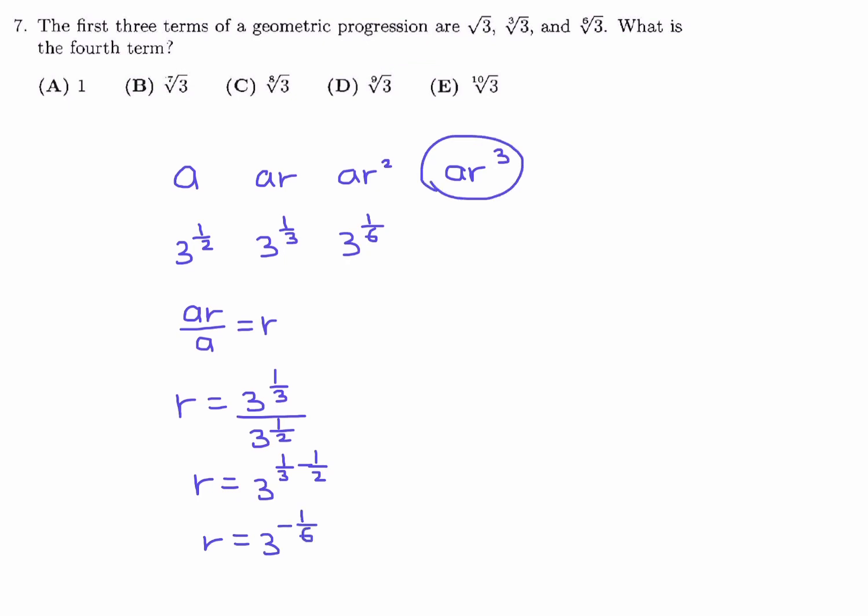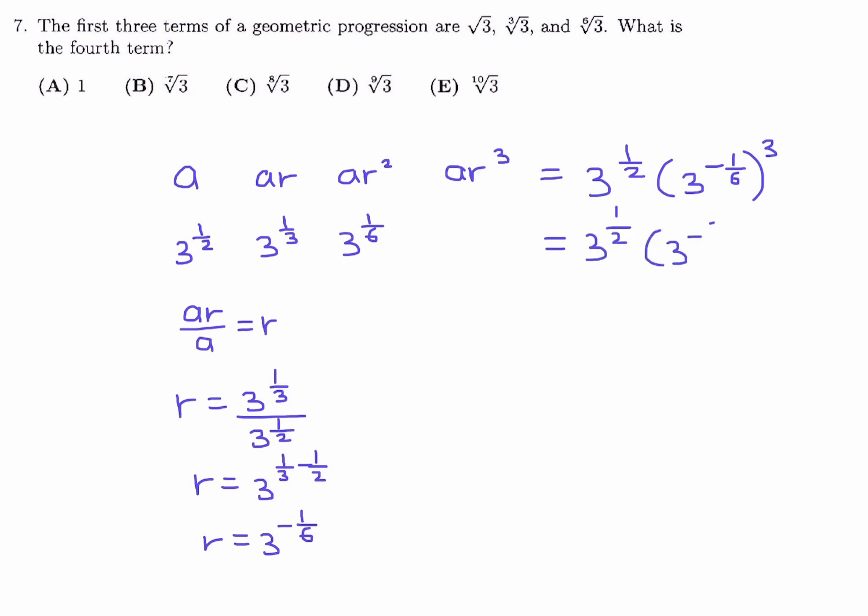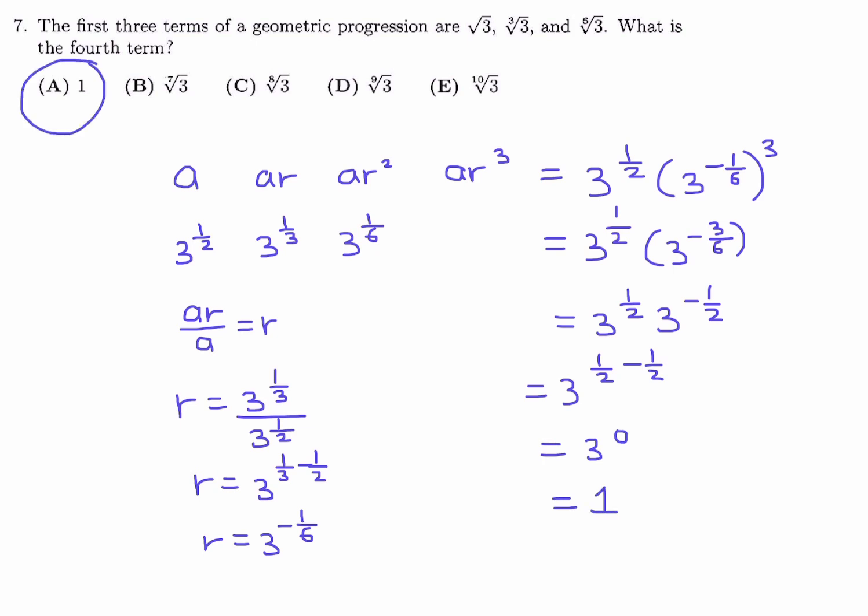And now I can easily figure out AR cubed. A is right here. So 3 to the 1/2 times R, which is 3 to the negative 1/6 cubed. That becomes 3 to the 1/2, 3 to the negative 3 over 6. So 3 to the 1/2, 3 to the negative 1/2, and this is going to be 3 to the 1/2 minus 1/2. That's 3 to the 0, which is just 1. And therefore, number 7, the answer is A.